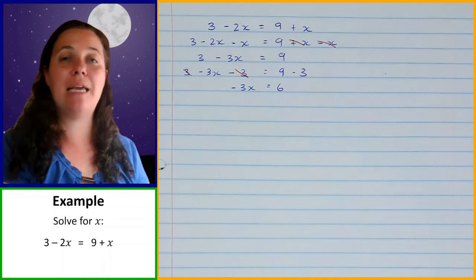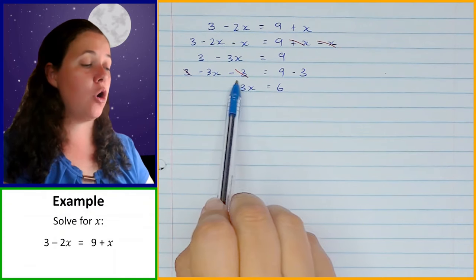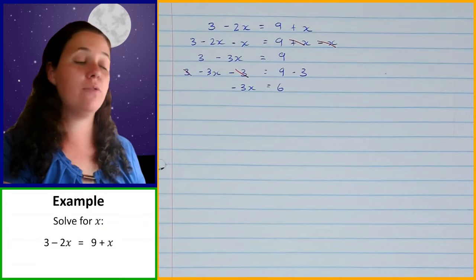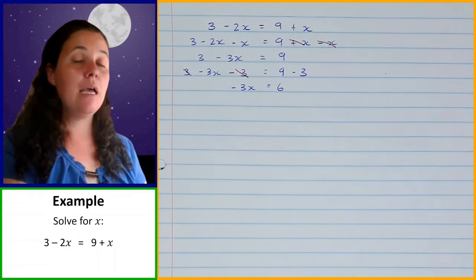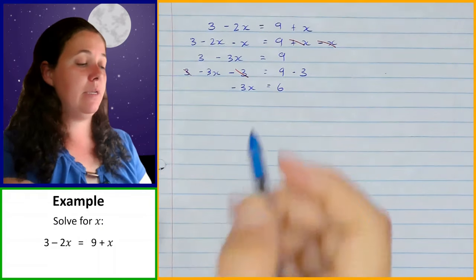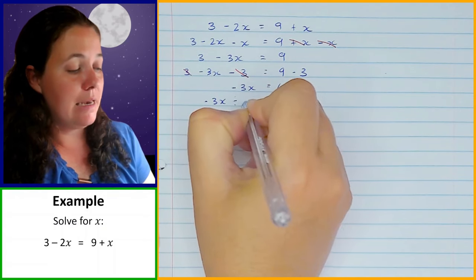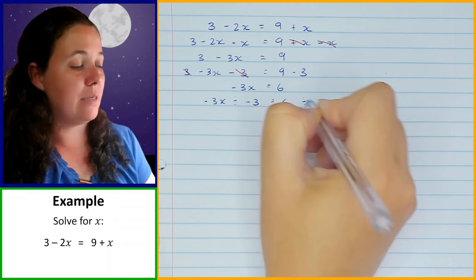Now I don't want to have negative 3x, I want to have just x, which means I have to get rid of this whole negative 3 factor. Now if it's negative 3 times x, the inverse of multiplication is division, so I need to divide by not just 3, I need to divide by negative 3. So this is going to be negative 3x divided by negative 3. And I do need to do the same thing on the other side: 6 divided by negative 3.